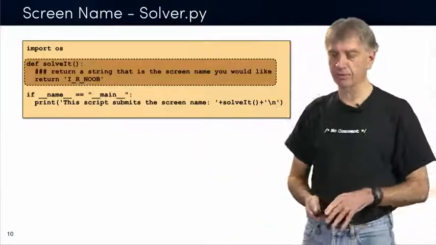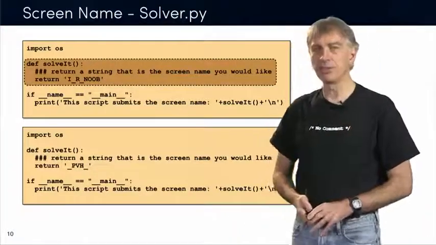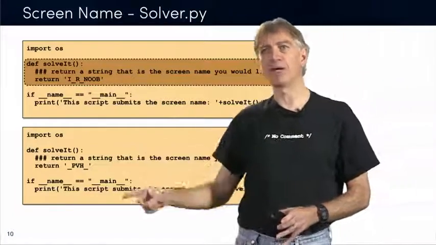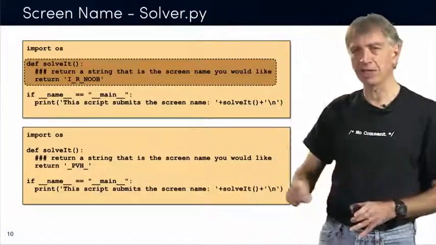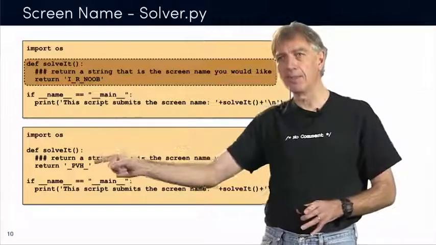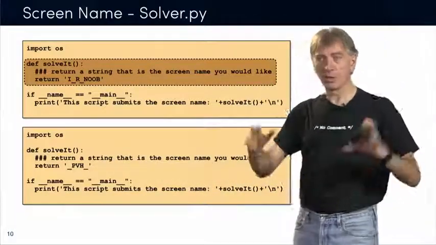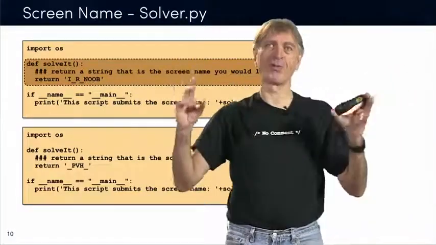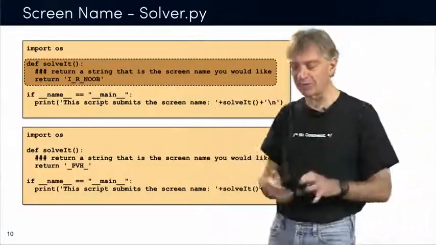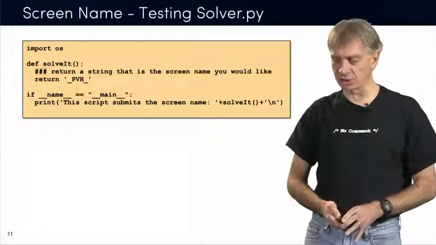This part of the solver, replace it with your screen name. My favorite screen name is PVH, okay? That's what I did. I changed this line to that line, and that's the extent of the first assignment. Now, at this point, I have my solver, actually a completely fake solver for the first assignment.